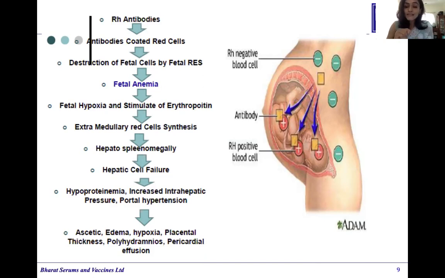This is the reason why we will never see high drops before 18 weeks of gestation, because even these coated RBCs are still circulating. Once the reticuloendothelial system matures, it'll start destroying these RBCs, and that's when the fetal anemia occurs. And then there is fetal hypoxia, there is stimulation by erythropoietin, and extramedullary red cell synthesis starts. Because of more and more demand for RBCs in the fetal circulation, more and more immature RBCs are being thrown into the peripheral circulation.